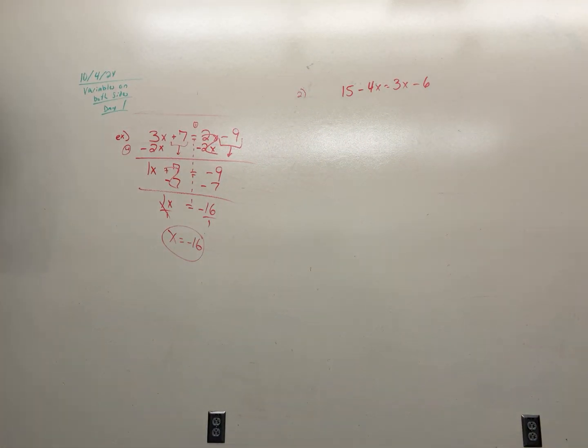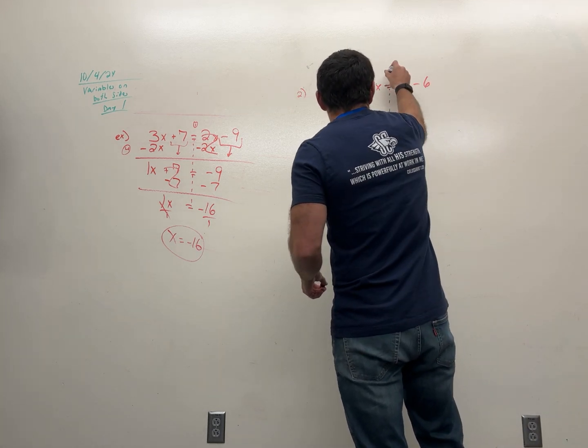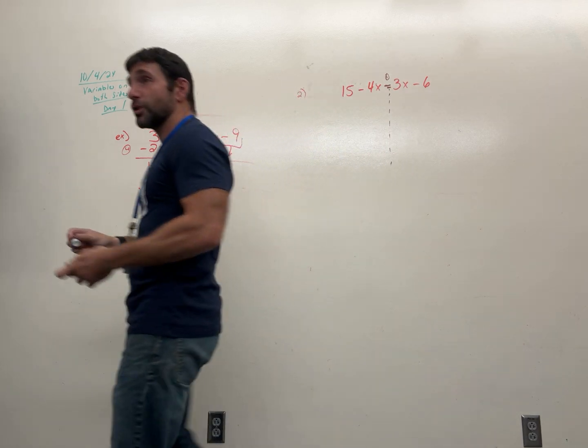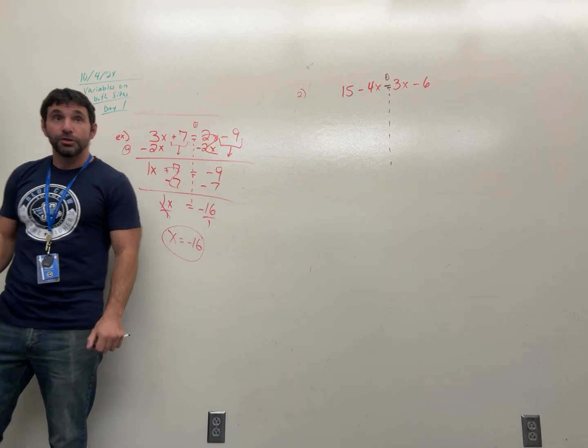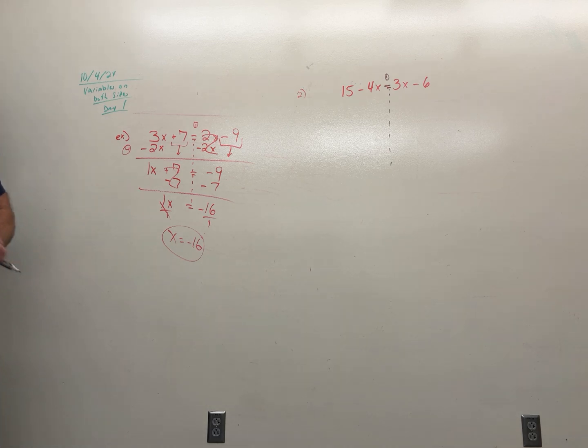Step 1. Find the balance point. That's the easy one. We always know what step 1 is. It's find the balance point. Step 2 is distribute if needed. Do I need to distribute? Why or why not? What do we think?